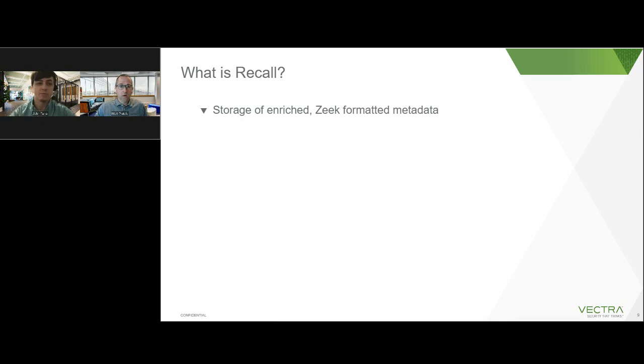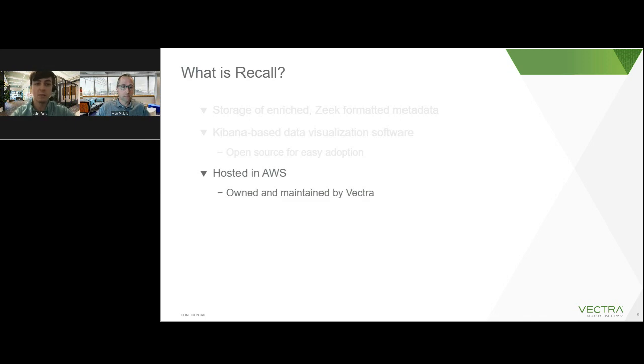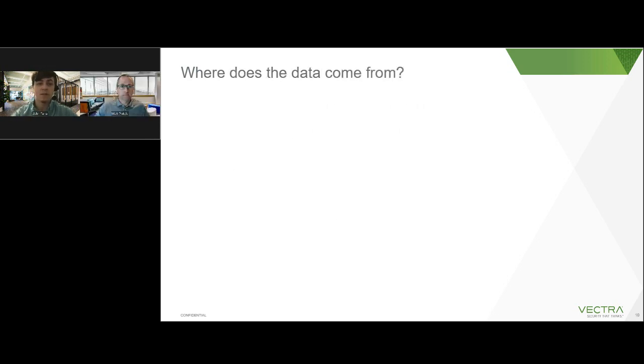For easy adoption, Recall is based upon the open-source Kibana interface. Recall itself is hosted in Amazon AWS, owned and maintained by Vectra AI. At a minimum, Recall contains 2 weeks of metadata in its buffers, though licenses can extend the buffer to contain more weeks of data. The network data is collected by sensors deployed across customer networks.